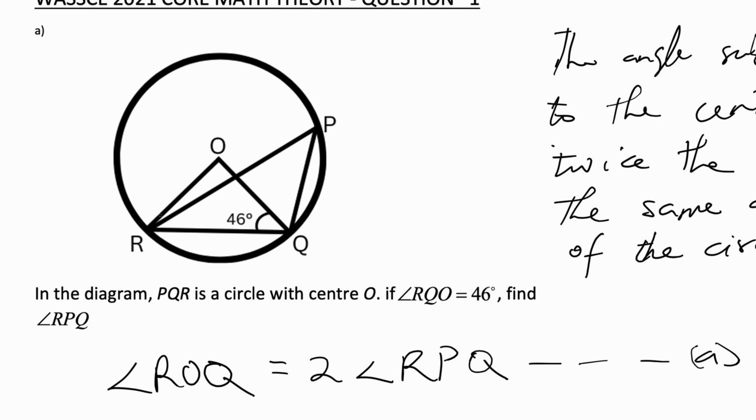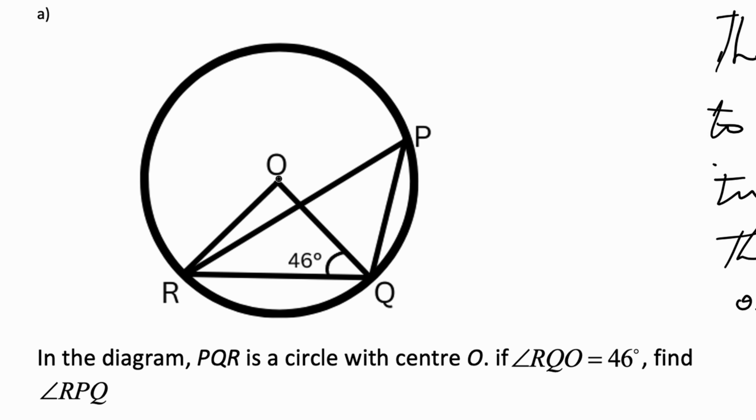From the center to any point on the circumference is the radius of a circle. So line OR is the radius of the circle, and this line is also the radius of the circle. The radius of a circle is constant, it doesn't change, which means this line is equal to this line. In that case, this angle, which is 46, is equal to this angle.